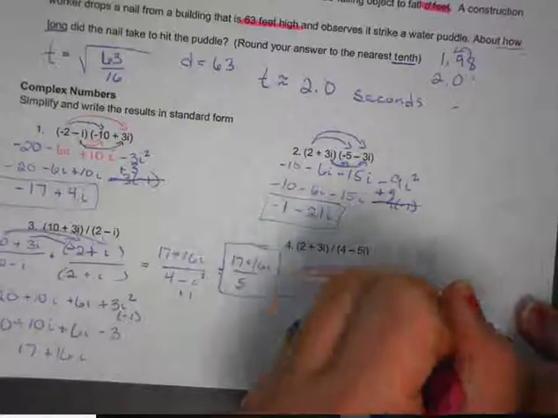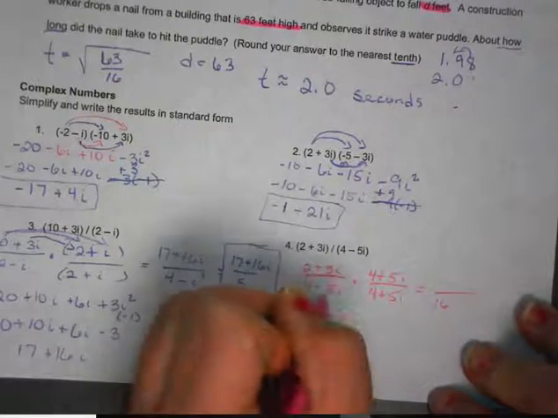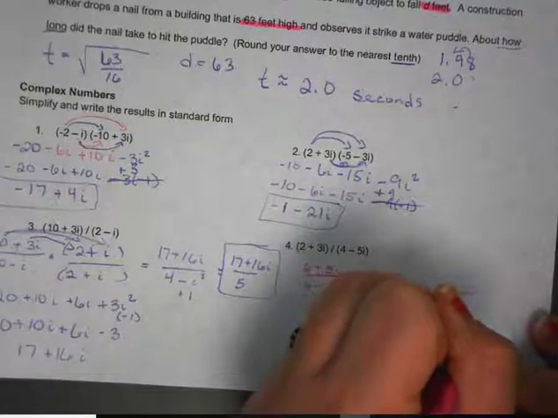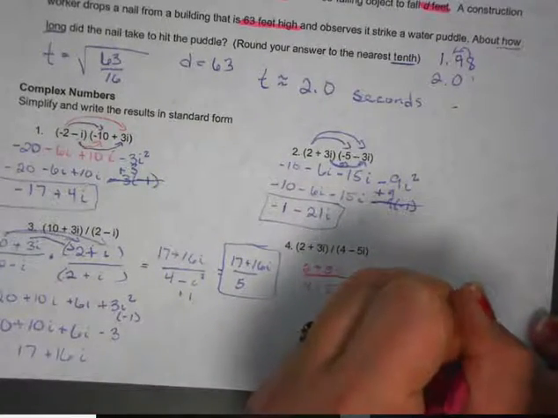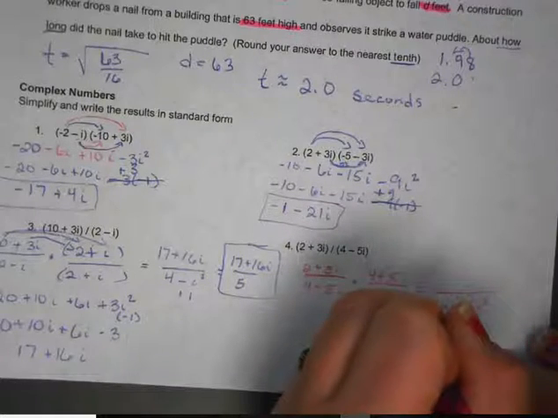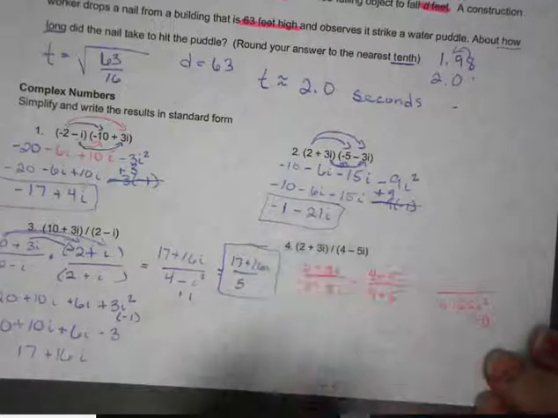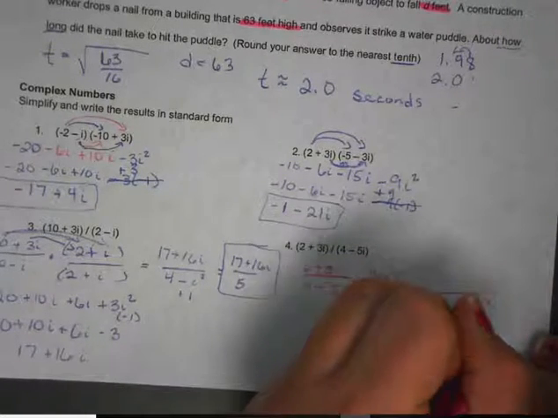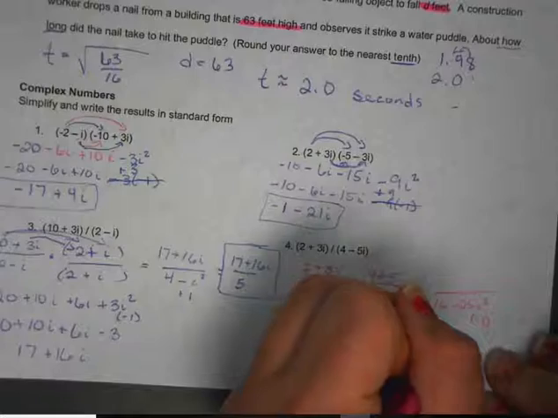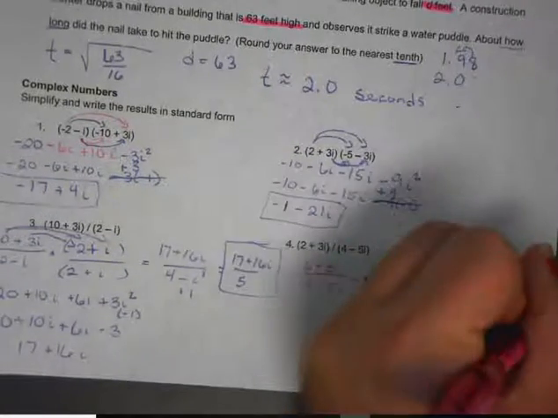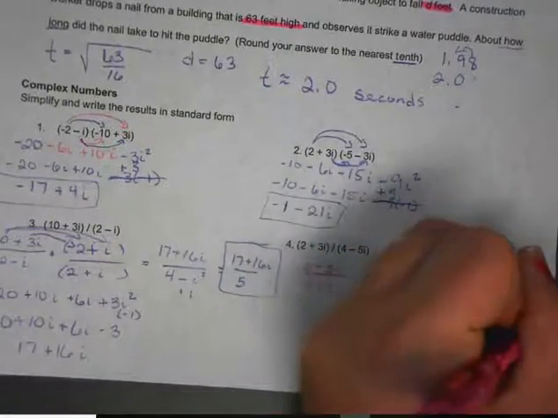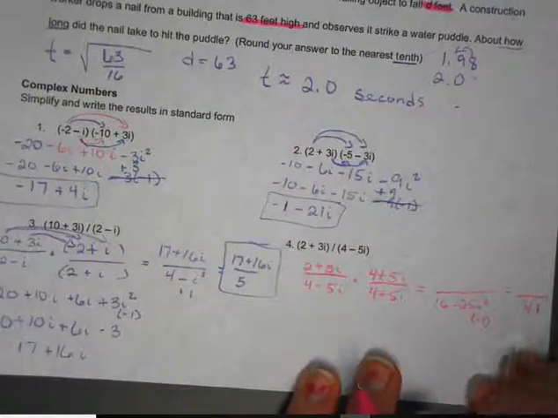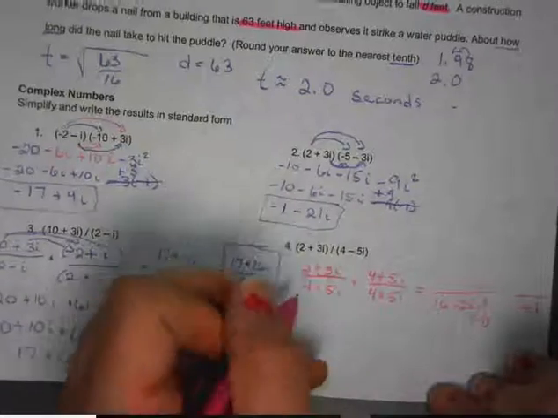So 4 times 4 is 16. Negative 5i times positive 5i is going to be negative 25i squared. And remember, i squared is negative 1. So this is going to give us 16 plus 25. And that is going to give us 41. Okay, that's going to be our denominator.